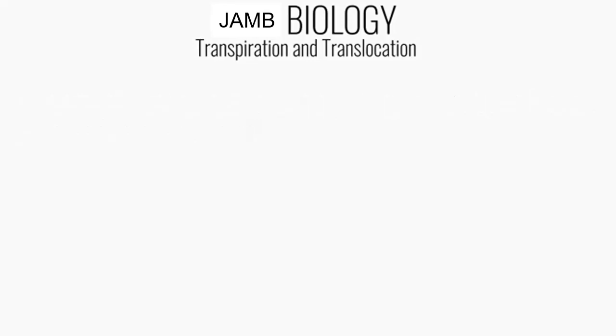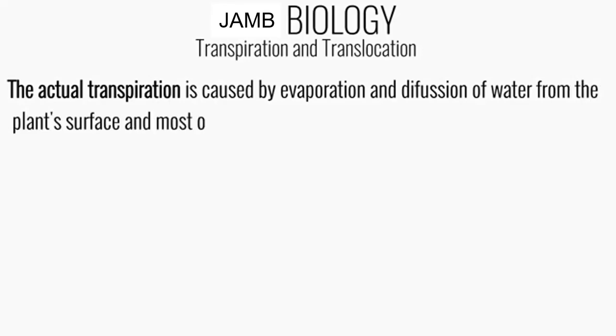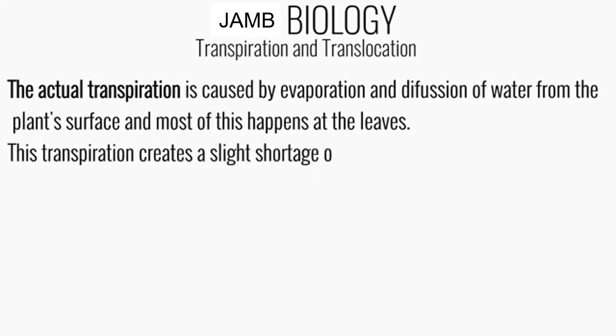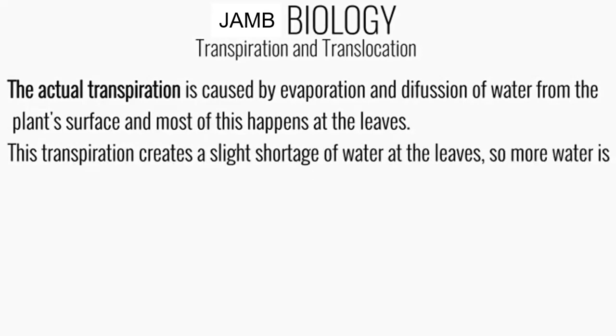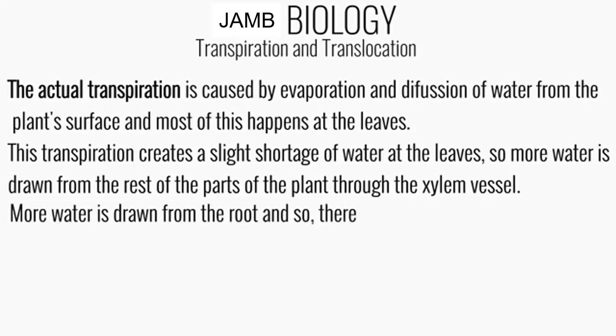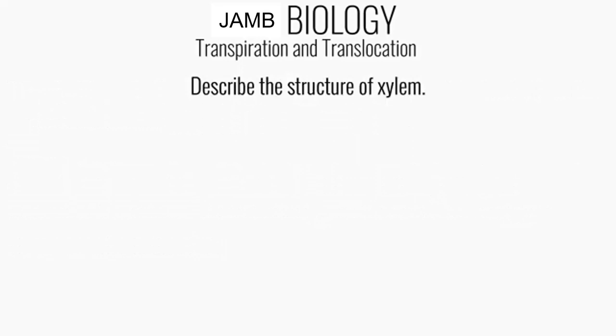The actual transpiration is caused by the evaporation and diffusion of water from the plant's surface, and most of this happens at the leaves. This transpiration creates a slight shortage of water at the leaves, so more water is drawn from the rest of the parts of the plants through the xylem vessel to replace it. This in turn means that more water is drawn from the roots, so there is a constant transpiration stream occurring in the plant.